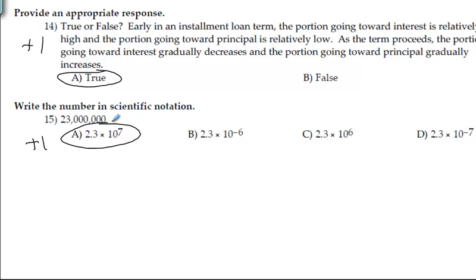And the last one here is scientific notation. Just move the decimal place 7 places, 2.3 times 10 to the 7th.